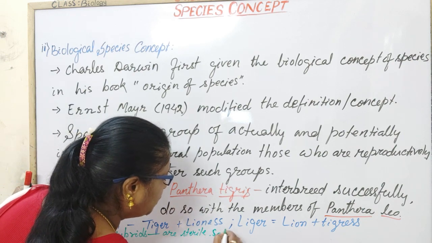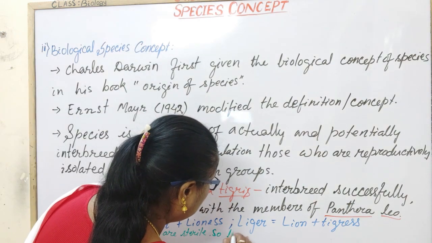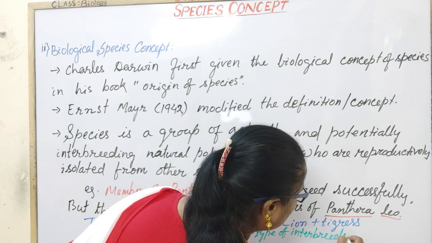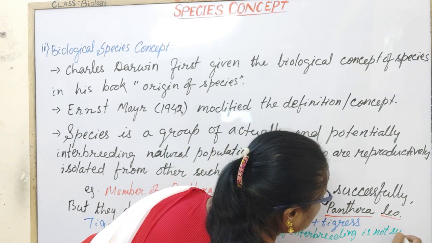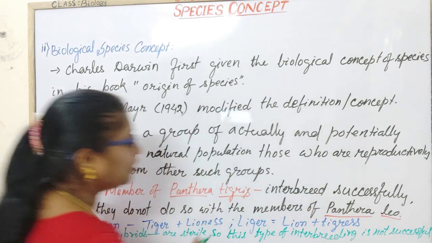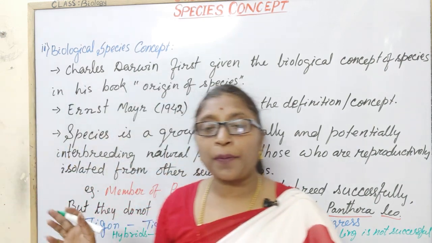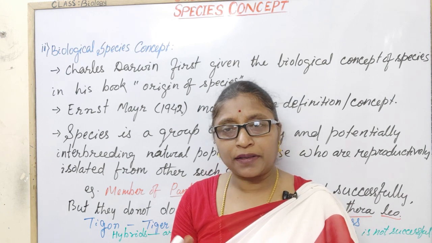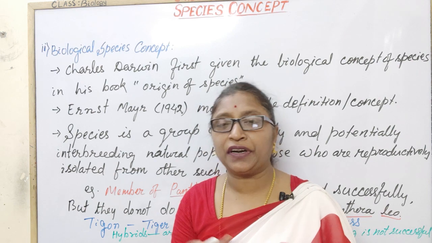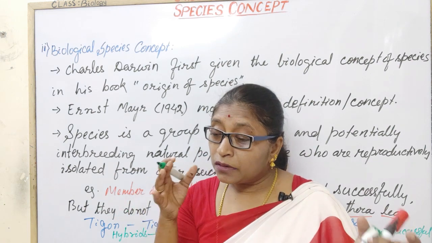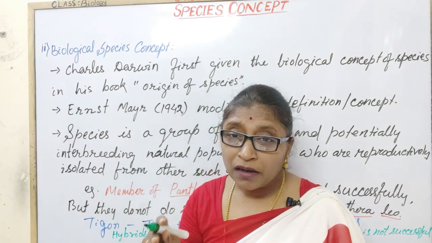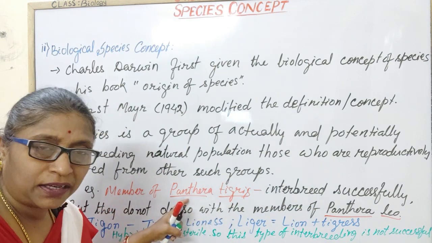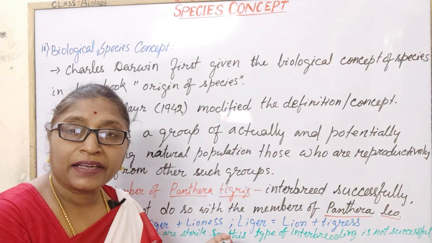So this breeding is not successful. When will we say it is successful? When they are capable of giving birth to fertile young ones. When the members of Panthera tigris interbreed, they produce fertile offspring, fertile cubs. But the members of two different species of the same genus Panthera, Panthera leo and Panthera tigris, are different species, and their breeding is not successful.